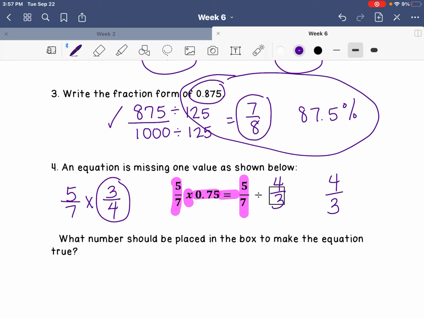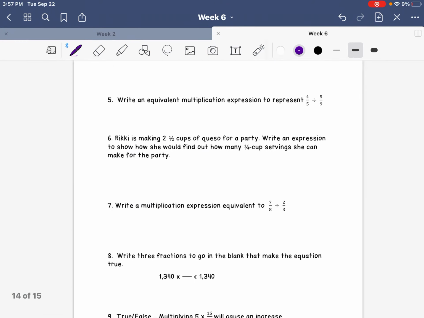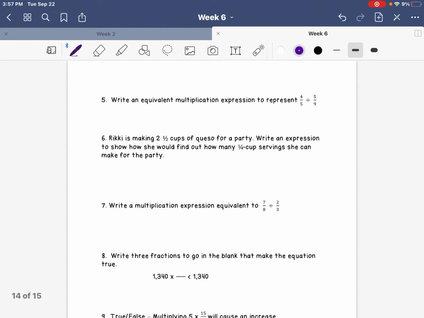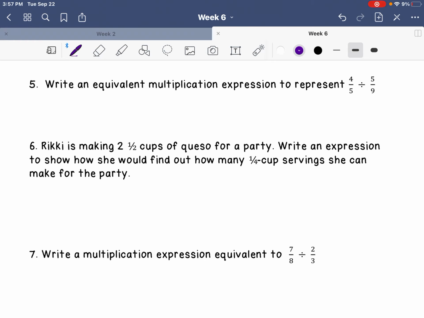Okay. It says what number should be placed in the box to make the equation true. All right. So that's 1 through 4. Let's move on. We're on question 5 now. An equivalent multiplication. Write an equivalent multiplication expression to represent 4/5 divided by 5/9.